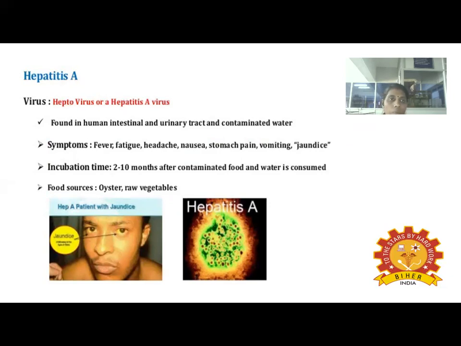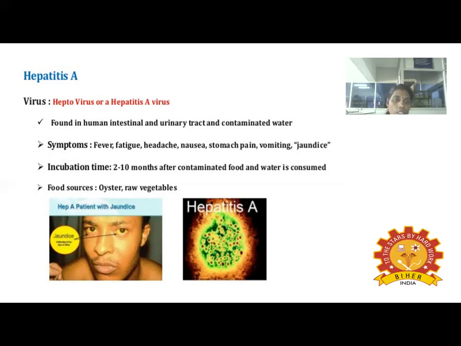Hepatitis A virus, hepatovirus, is found in the human intestinal and urinary tract and contaminated water. The symptoms are fever, fatigue, headache, nausea, stomach pain, vomiting, and jaundice. The incubation time is 2 to 10 months after contaminated food and water is consumed. The food sources are oyster and raw vegetables.